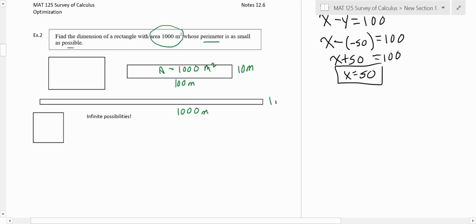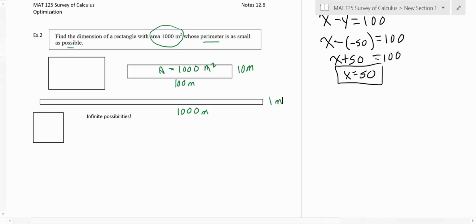Another possibility might be you have 1,000 meters here and 1 meter there. Wouldn't the area still be 1,000? Is the perimeter big or small? It's real big because you're stretching it out. Another possibility might be these two sides are the same. So if you did that, it would be the square root of 1,000, whatever that is.